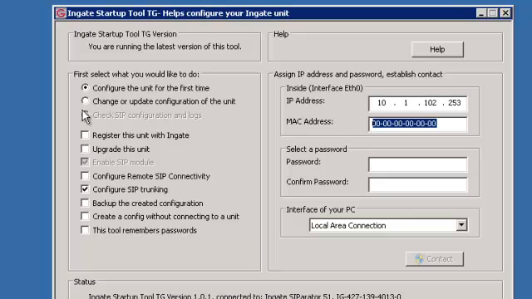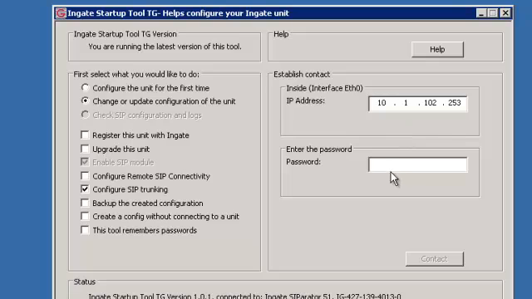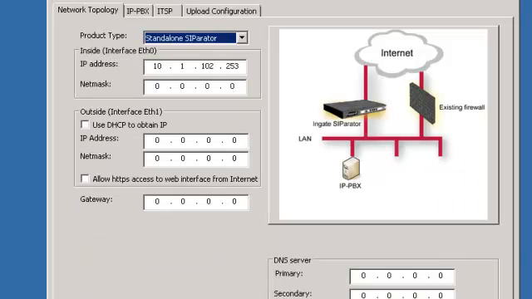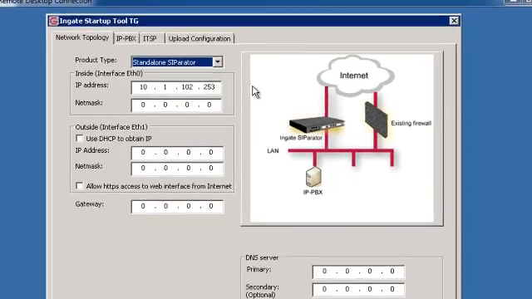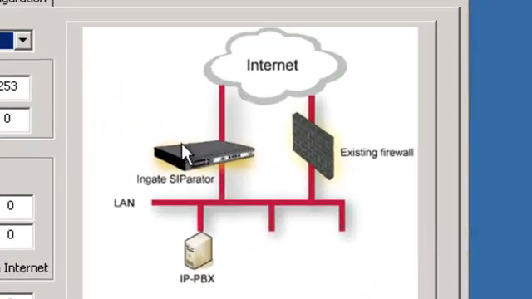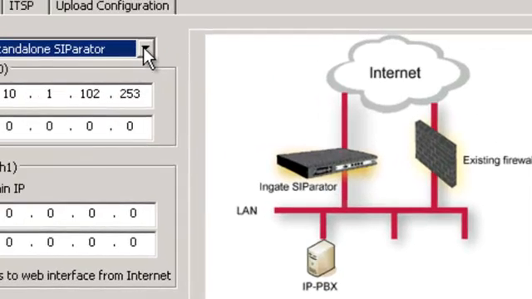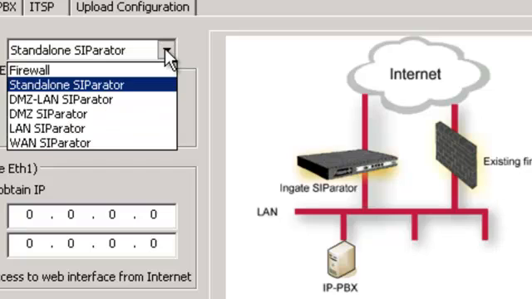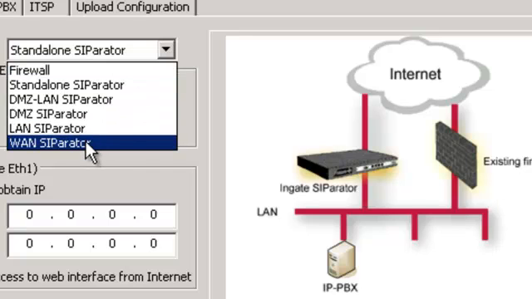So I've already been in this box. I'm going to say change or update this unit. Go ahead and put in my password. Contact the box. And at this point, we're inside the box here. The first decision you have to make is, where will the Siparator be residing in your deployment? There are several ways to do it. I have my prejudice, which I'll share with you, but there are a variety of options here.